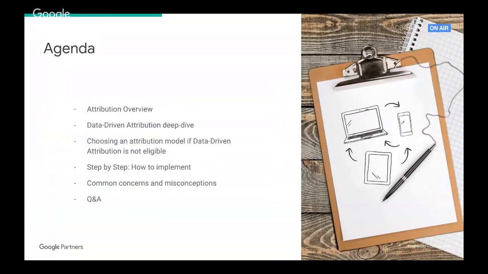As our titles may have suggested, today we are going to be talking about AdWords attribution. To go into a little bit more detail as to what our agenda looks like, we're going to be looking at an attribution overview. We'll also be taking a bit of a deep dive into data-driven attribution. We'll then be looking at how to choose the right attribution model if we do not meet the requirements for data-driven attribution. Kelsey will also be bringing us through a step-by-step guide as to how to implement an attribution model. And then we'll be looking at some common concerns and misconceptions around changing from a last-click model to a non-last-click attribution model. Finally, we will be wrapping things up with a Q&A.